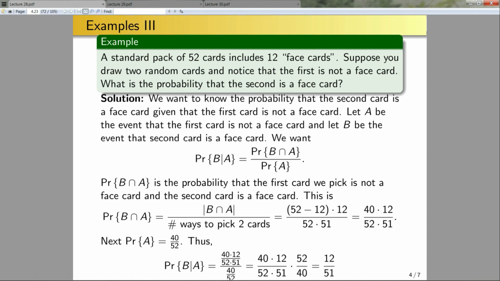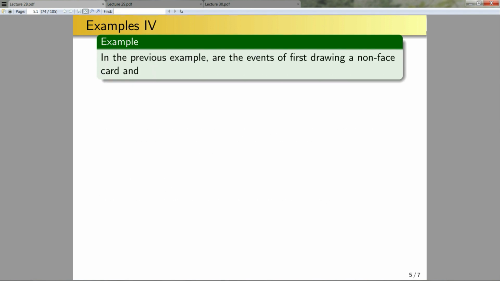Let's look at another independence question. In the previous example, are the events of first drawing a non-face card and then drawing a face card independent or not? Well, again, I have multiple ways that I can show independence. And here, since I've done some work on the previous slide, I'm going to use that to determine which one of the methods I'm going to use.